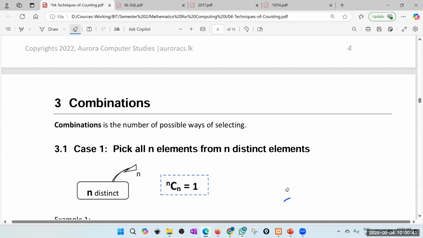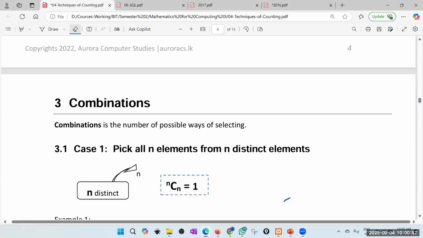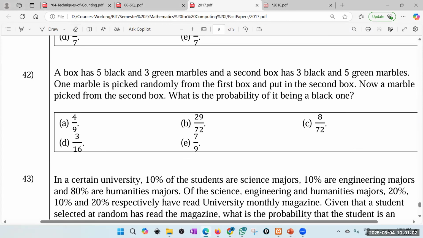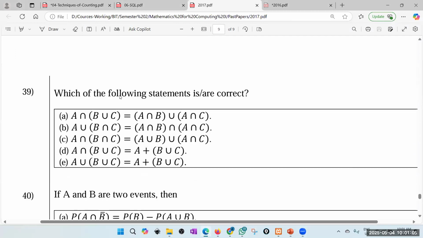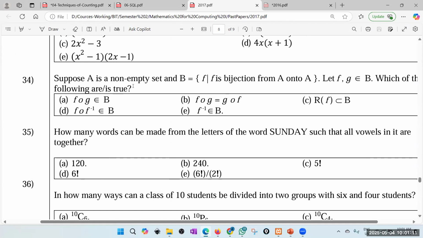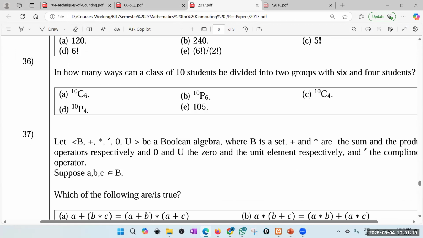Right. So let's do some past paper questions. Let's do some past paper questions, okay? Right, do the 36 question.